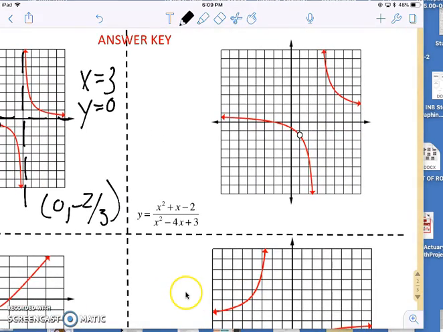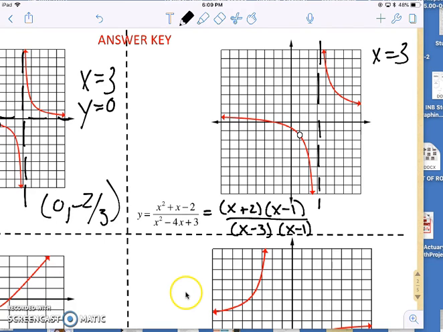Well, once again, there's asymptotes, and we talked about yesterday how you factor. So this one can factor into x plus 2, x minus 1 divided by x minus 3, x minus 1. So let's see those asymptotes here. Well, there's this one at x equals 3. Well, that makes sense. We have a 3 in the denominator. Right here, y equals 1.